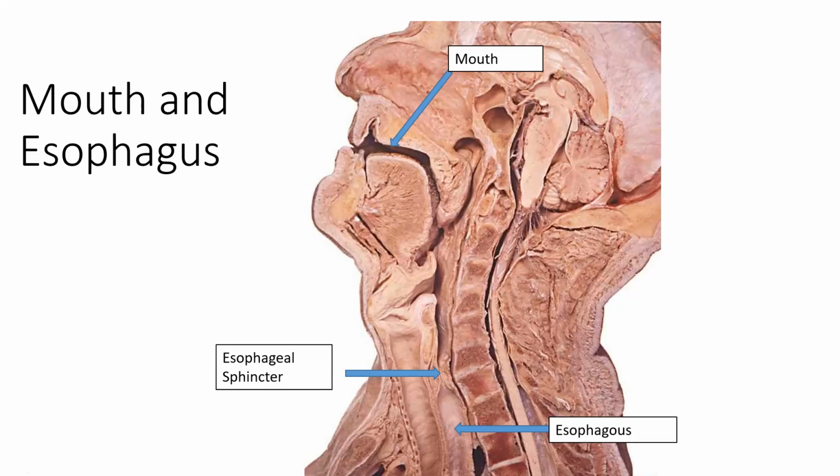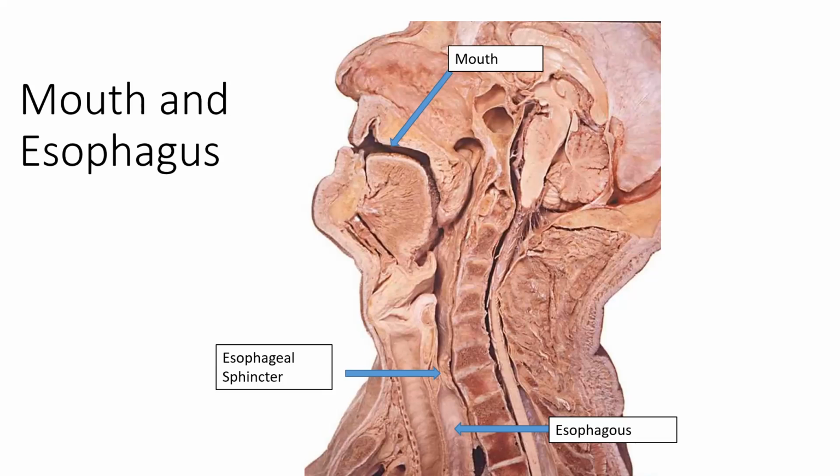Now, a prominent structure here is called the esophageal sphincter. You can see the esophageal sphincter right here. It's a ring of muscle designed to keep the esophagus closed until we swallow. When we swallow food, a couple of things are going to happen.